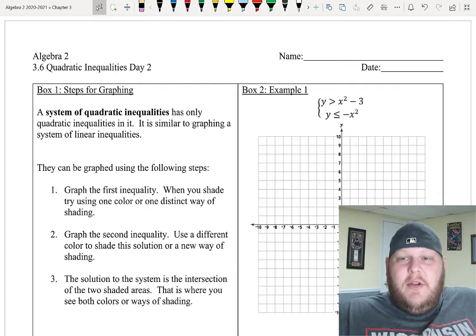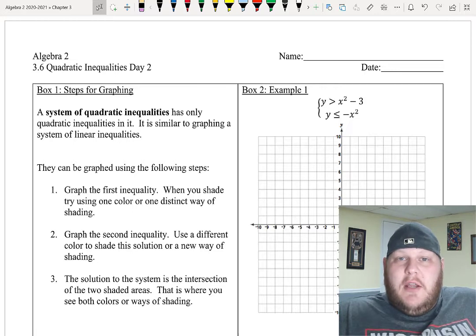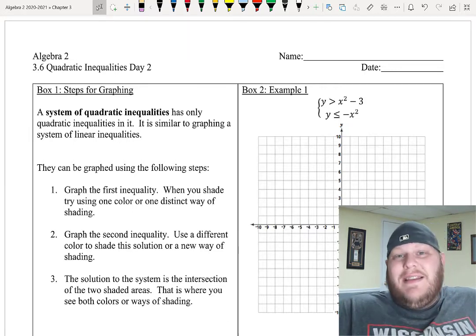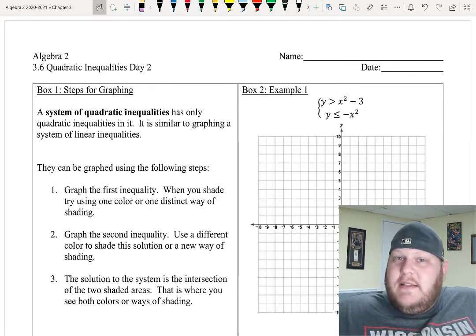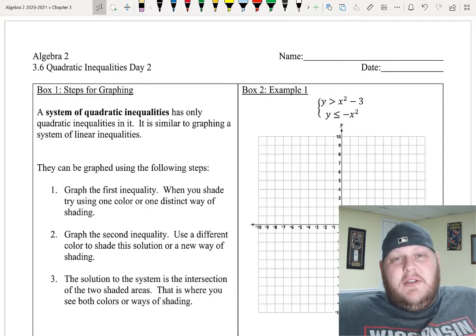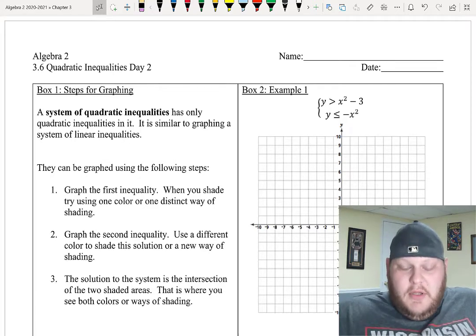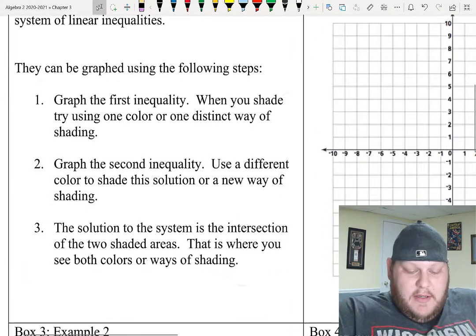Hey guys, today we're doing day 2 for 3.6, which is all about, again, graphing quadratic inequalities. For day 2, what we're focusing on is graphing systems of quadratic inequalities. The nice thing here is that it's not any different in terms of the process. It's just that we literally have two quadratic inequalities on the same coordinate plane. So my process here is going to look the same as what we had done yesterday.